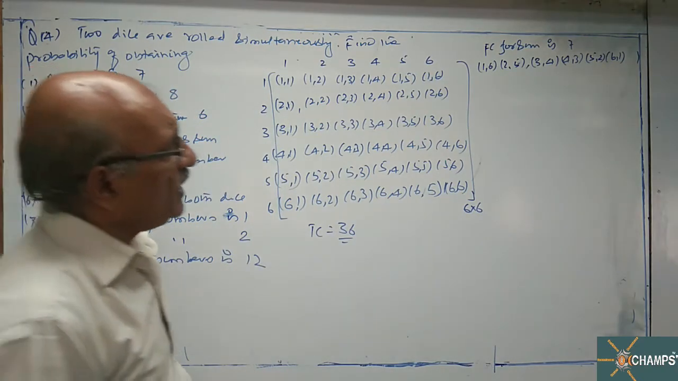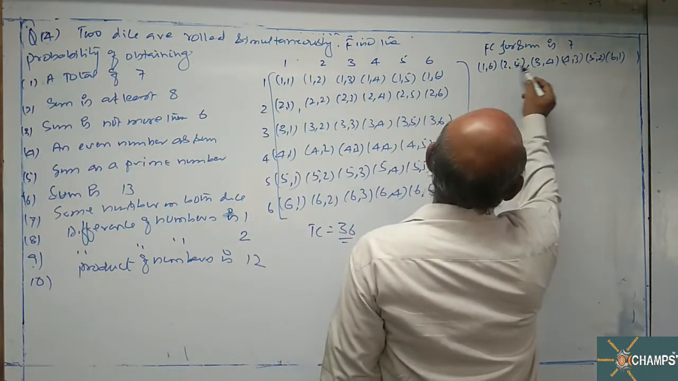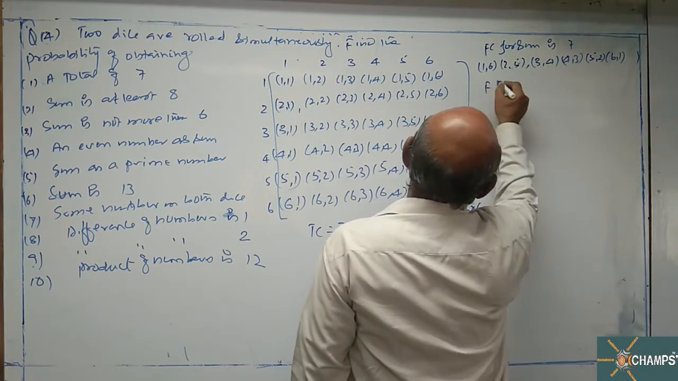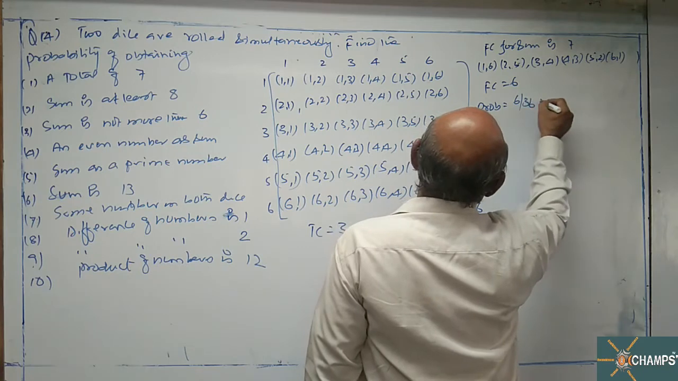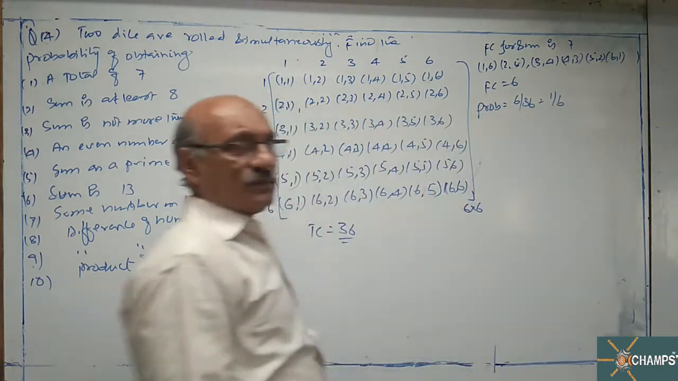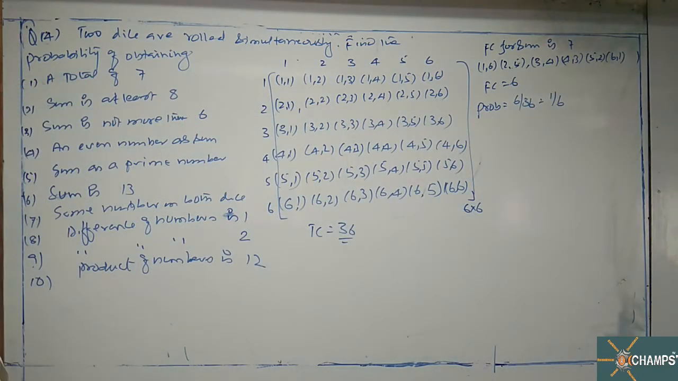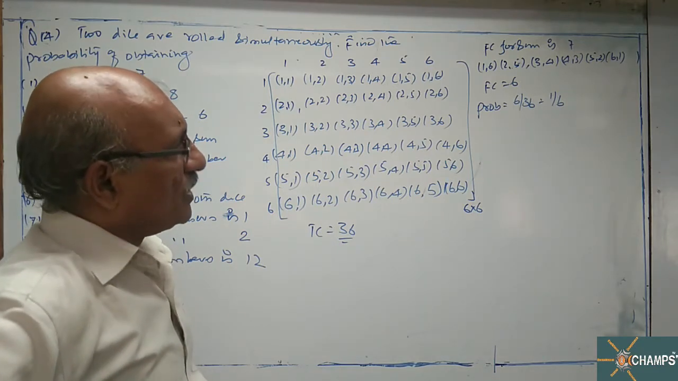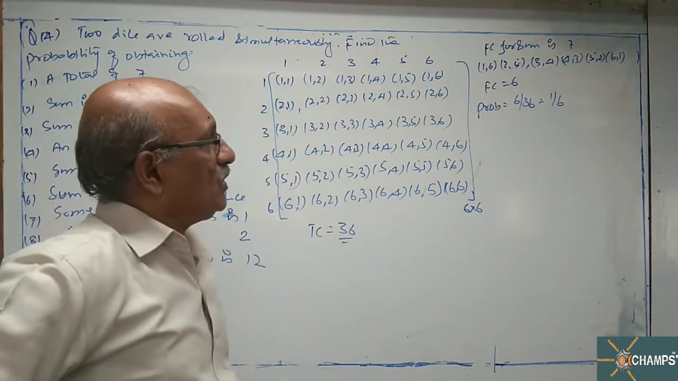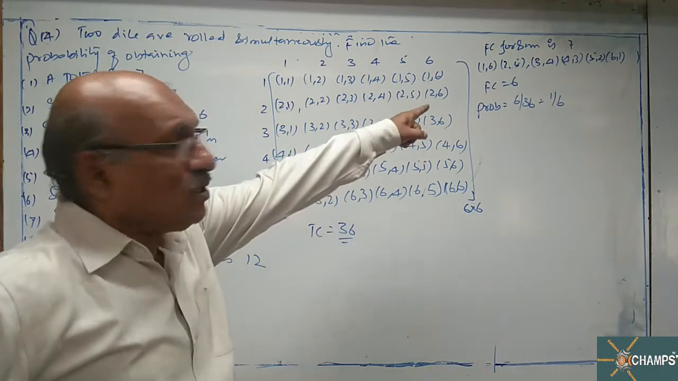How many cases are there? 1, 2, 3, 4, 5, 6. Favorable cases 6. Favorable cases are 6, total number of cases are 36, probability is equal to 6 by 36, 1 by 6. Note down that part, sir.